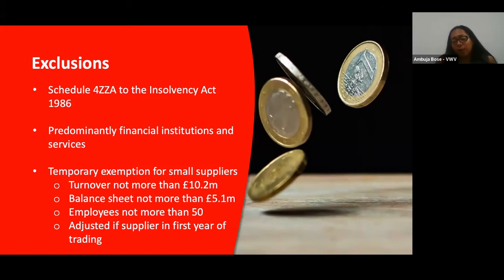As things stand at the moment, small suppliers up until the 30th of September, again, are not prohibited from exercising termination clauses in the event of a relevant insolvency process. If that small supplier is in their first year of trading, there's a pro rata adjustment of those figures to take into account the new supplier. So it may well be that that termination is still allowed in certain provisions.